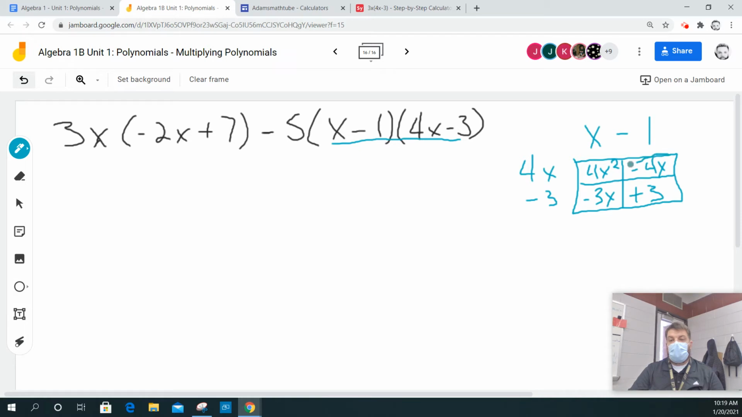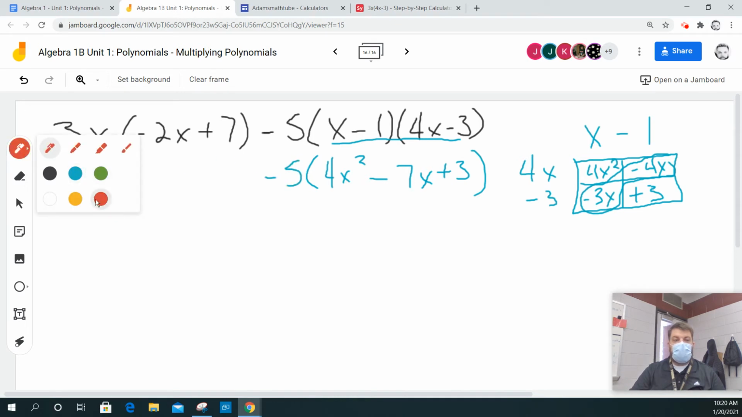If I combine like terms, negative 4 plus negative 3 is negative 7. So this whole thing becomes 4x squared minus 7x plus 3. Now, that still has to be multiplied by 5.